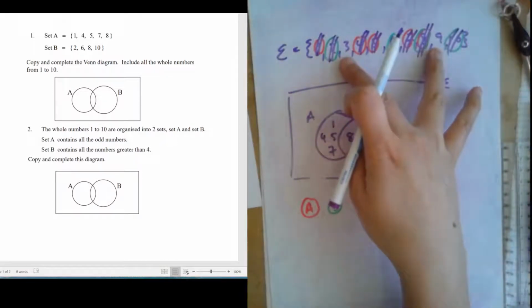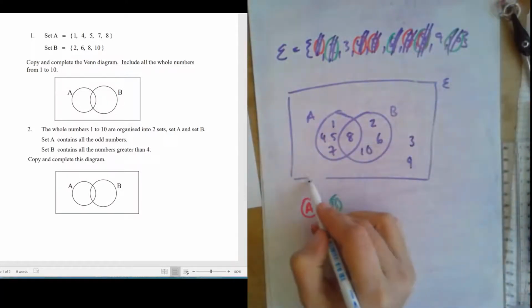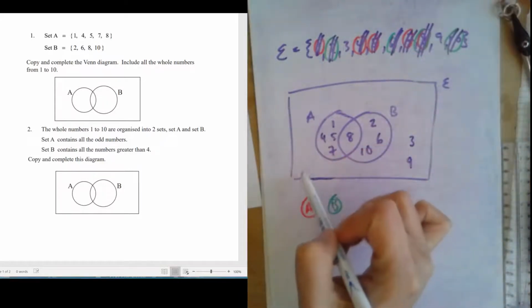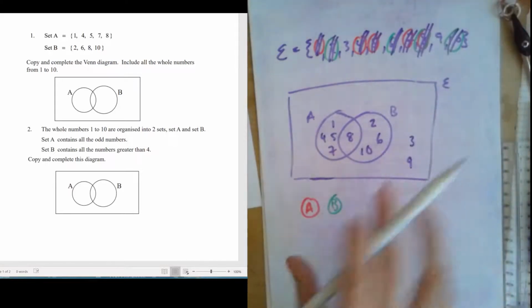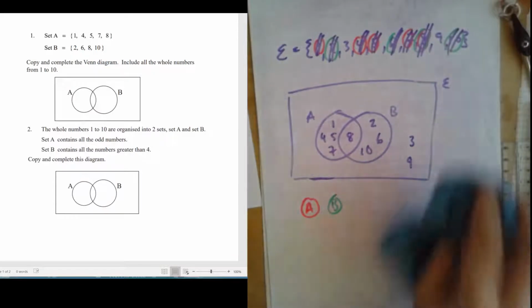these 2 numbers here. If they're not part of set A or part of set B, they just go on the outside. It doesn't matter where they are as part of the universal set. You could pop them up here, down here, it doesn't really matter, as long as you have them within that rectangle. Okay? So that would be the first one. Next one.